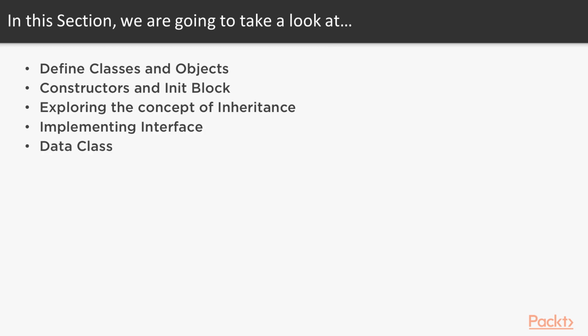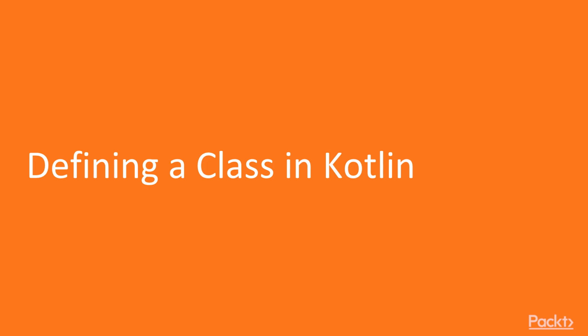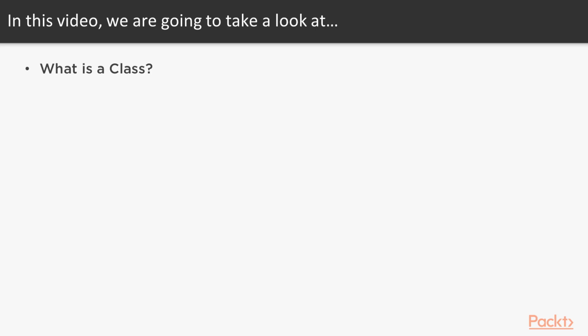Now, all of these concepts we are going to explore along with demos, so as to understand each and every concept with perfect clarity. Defining a class in Kotlin. Now in this video, we are going to check out what a class is and how to create objects out of a class. And also, what the properties of a class in Kotlin are.